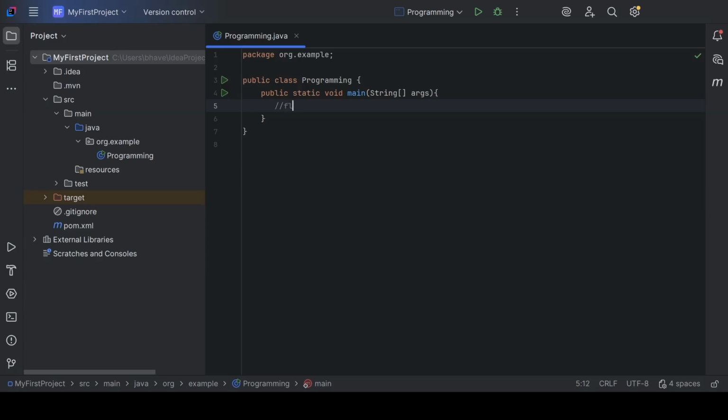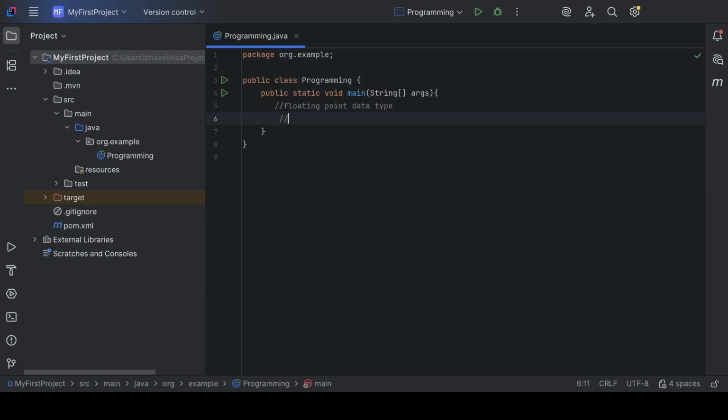So, what are floating point data types? Floating point data types are used to store numbers with decimal points.